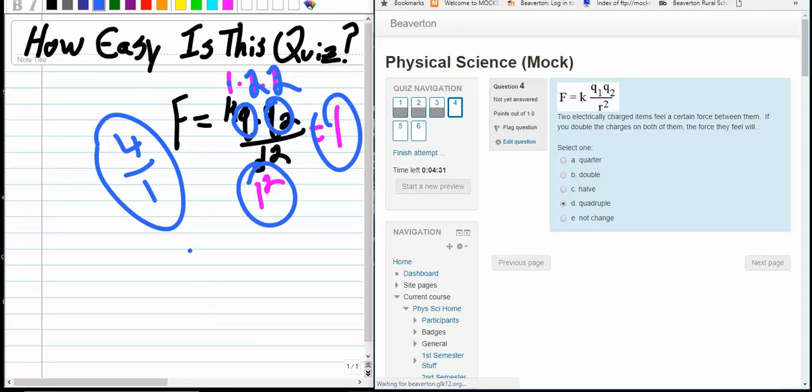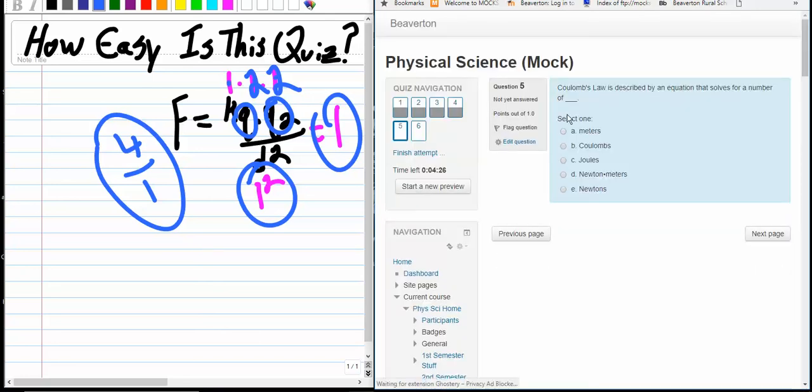Okay, so next, Coulomb's law is described by an equation that finds the force, and force is newtons. And then the last one should be another calculator one.